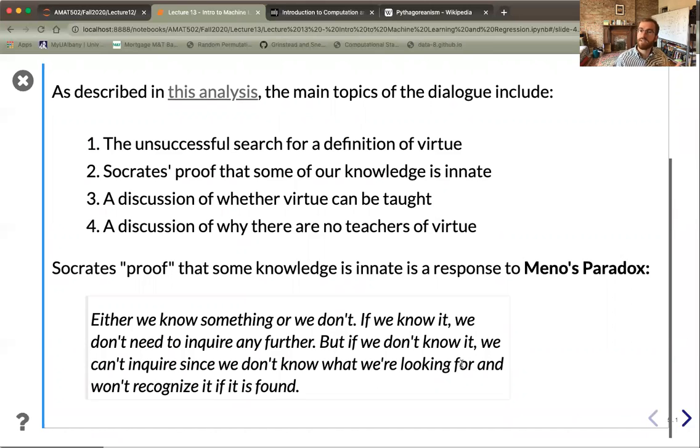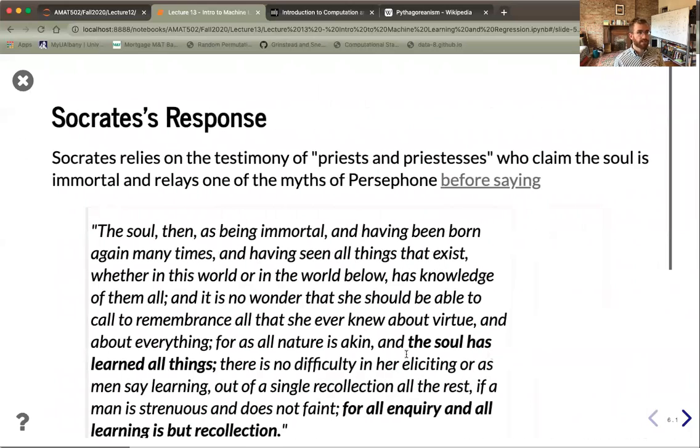So this sort of sounds like a clever trick, but it illustrates an issue of how do you acquire new knowledge? And so Socrates has a very interesting response to this. And in fact, it reveals some of the more mystical aspects of this supposedly rational Greek philosophical universe. And indeed, what he does is he relies on the testimony of priests and priestesses who claim that the soul is immortal. And he relays one of these myths of Persephone before saying this long quote, but I'll read it to you.